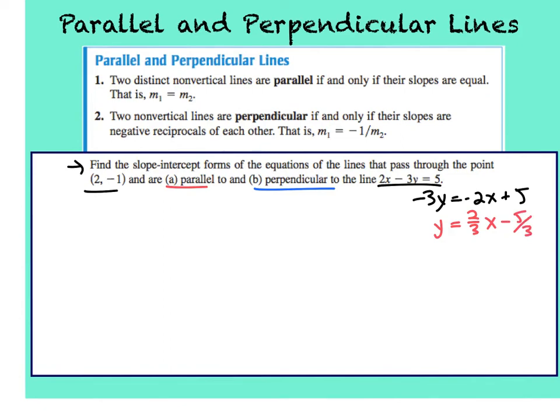Why do I not care about it? Because I don't need it. What do I need? I just need the slope. I honestly just care about the slope. All right? And so what is the slope here? 2/3. All right? I get 2/3. So if it's parallel, do I want 2/3? Yes, I want the same slope.